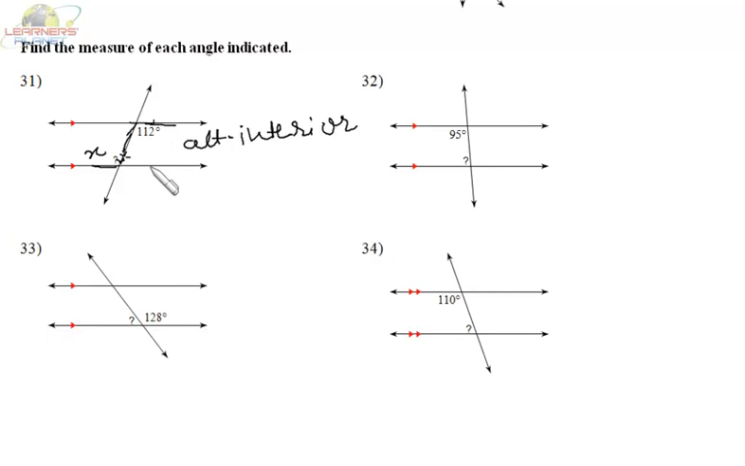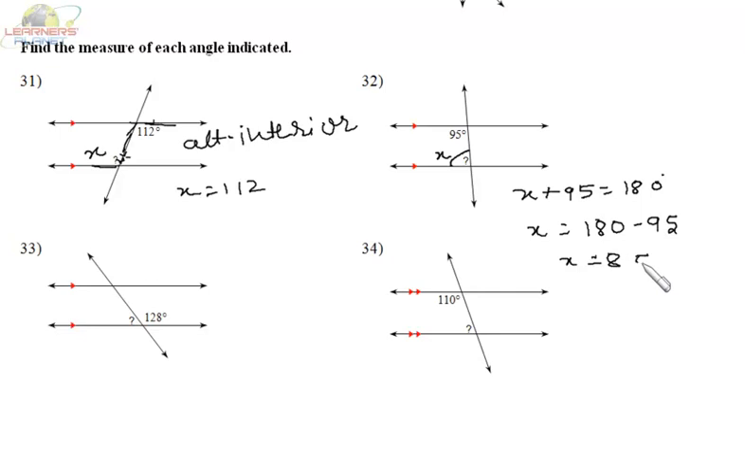So in the case of parallel lines, both of them will be equal. So X is equal to 112. Clear? Here in this case, suppose this is X. So 95 and this angle, suppose X, their sum will be 180 degrees since they are interior angles. Okay. So X plus 95 is 180. So X will be 180 minus 95. So X will be 85.